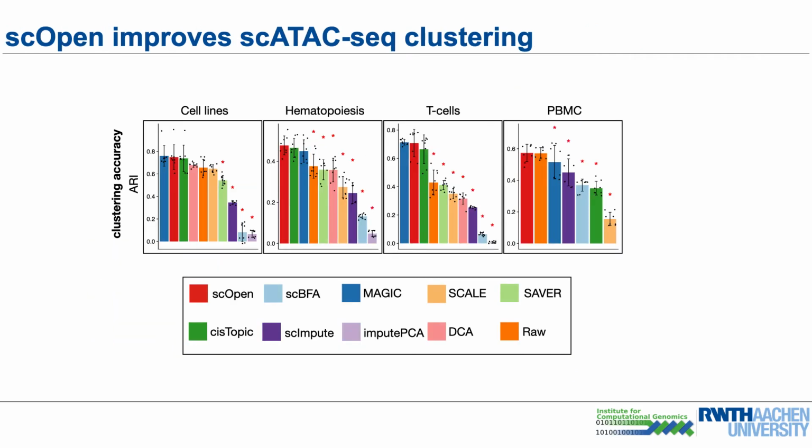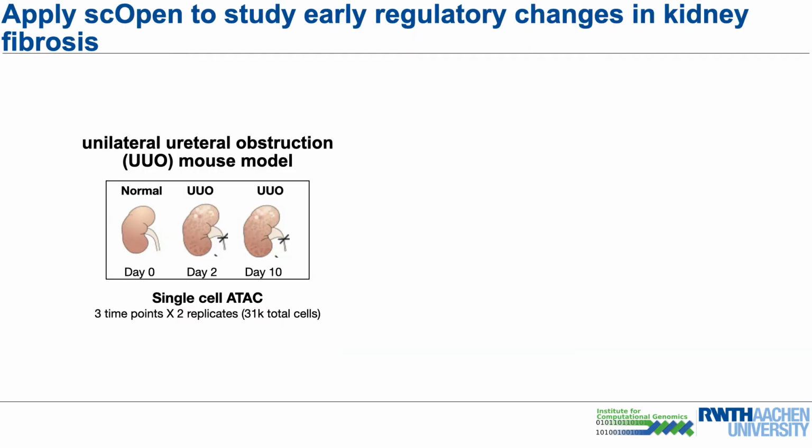So the output can be used for downstream analysis. We first test if SOpen can improve the clustering of single-cell ATAC data. To do so, we collected four publicly available datasets, and we also compared SOpen with a number of different imputation methods. So you can see here, we evaluated the clustering results. SOpen outperforms the competing methods by providing either the highest or the second highest clustering results.